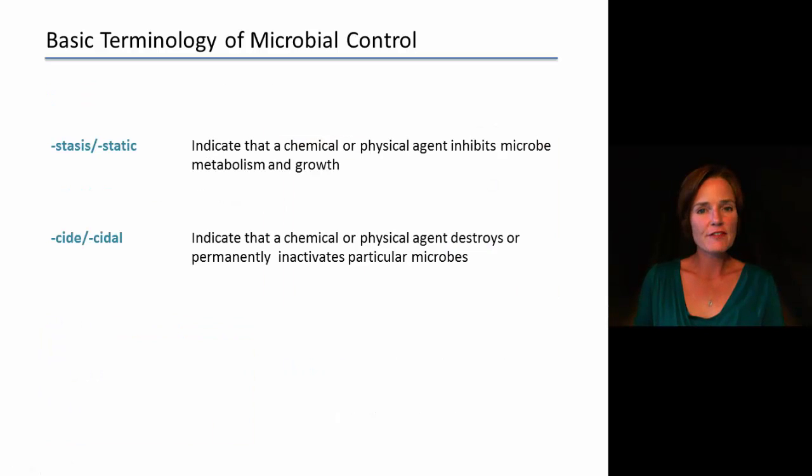If we look at a few suffixes that we do find on the ends of some words that pop up when we're talking about microbial control, the first one here is stasis or static. These mean pretty much the same thing, and these refer to a chemical or physical agent that's able to inhibit or decrease, really, microbe metabolism and growth. They're decreasing it, but they're not killing the microbe itself.